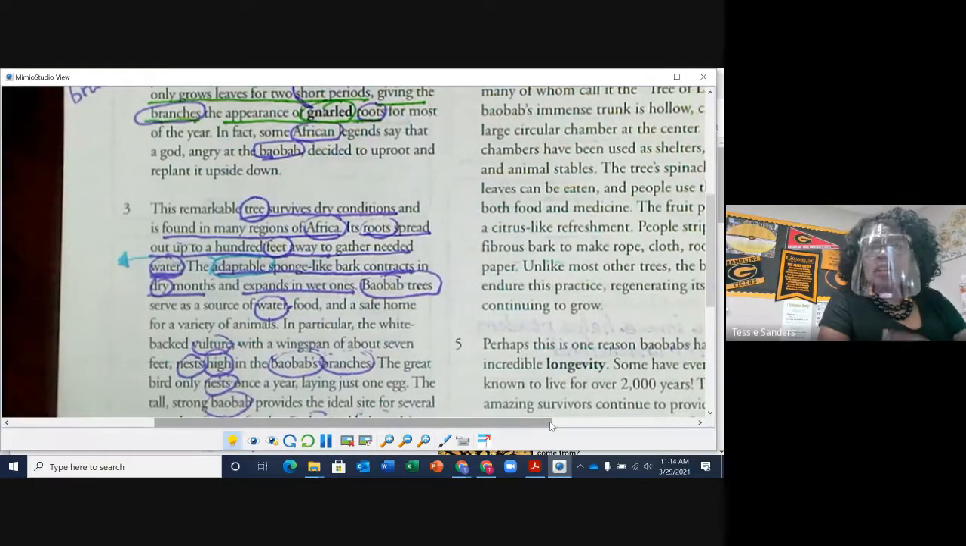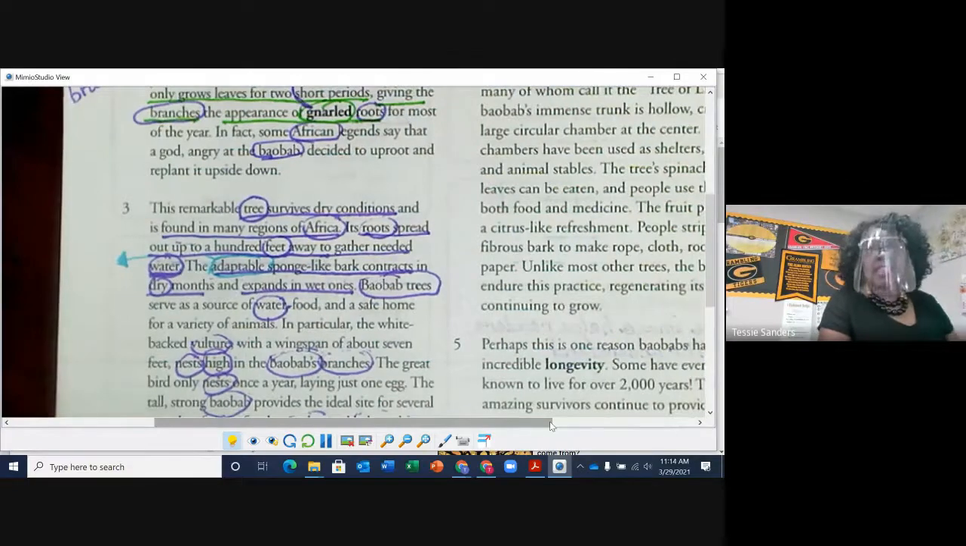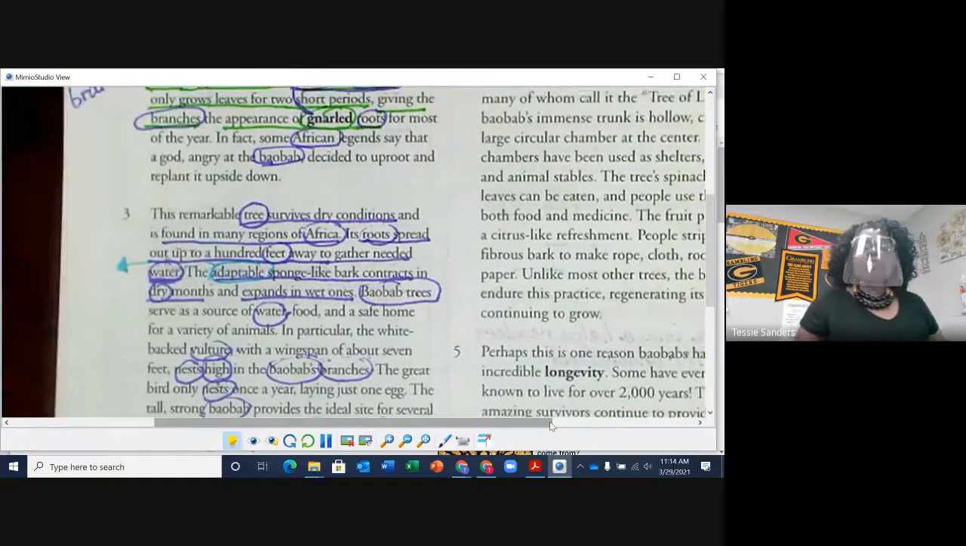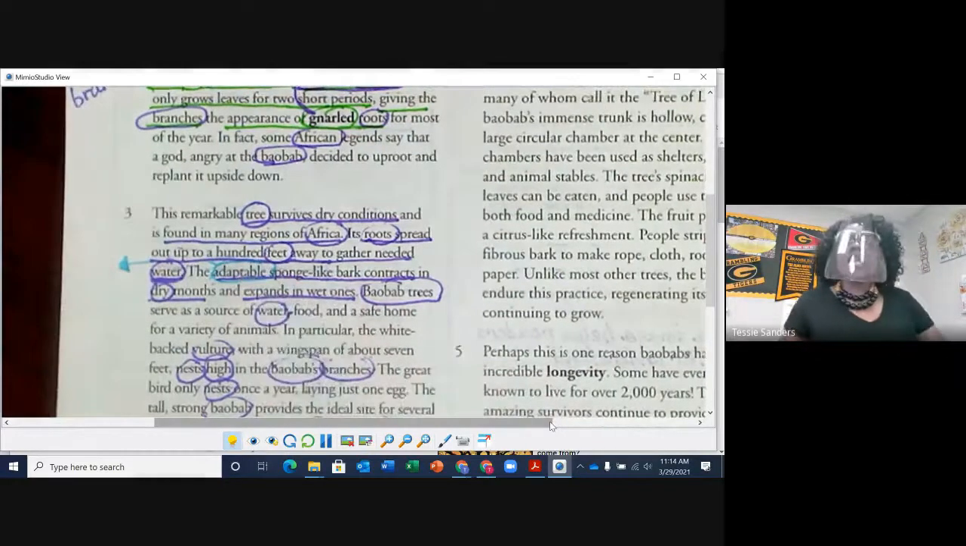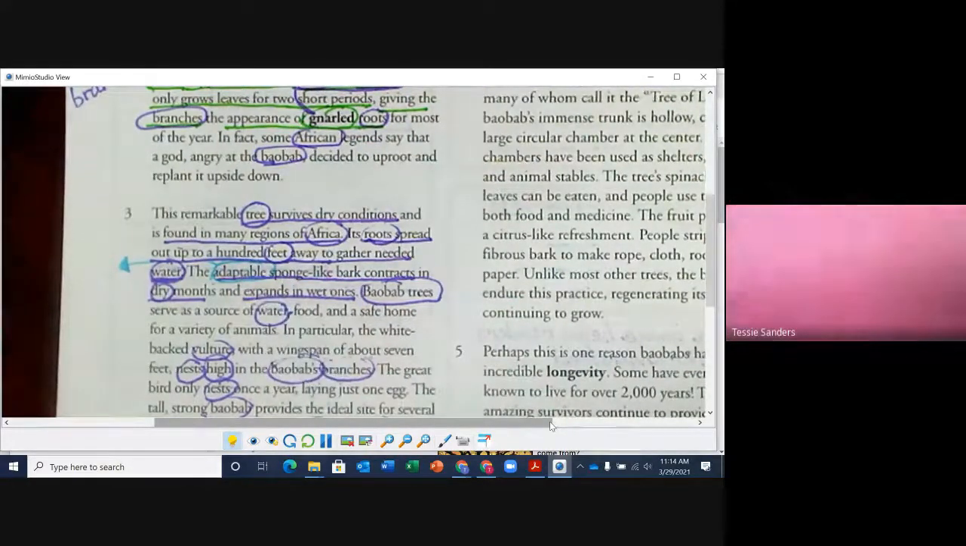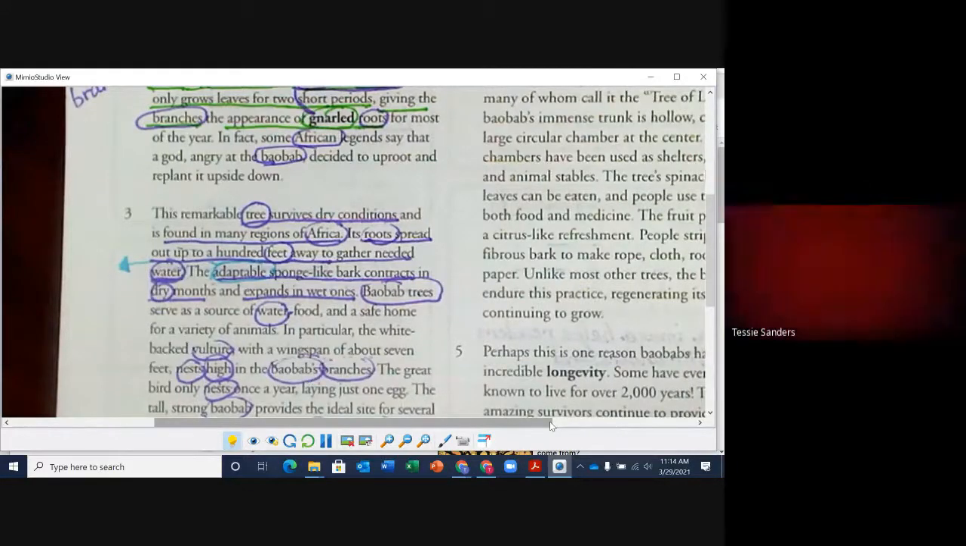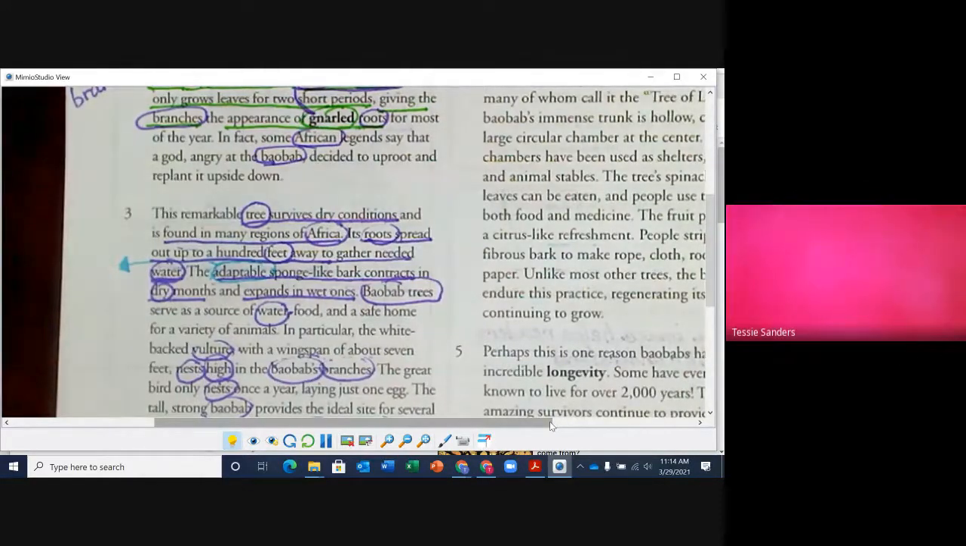Talk amongst yourselves. Talk at your table at this time about what you think adaptable and or adjustable may mean. I'll put my pink Post-it over my camera. Talk at your table.